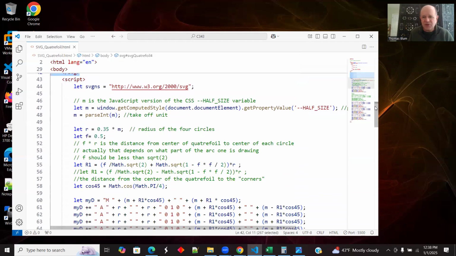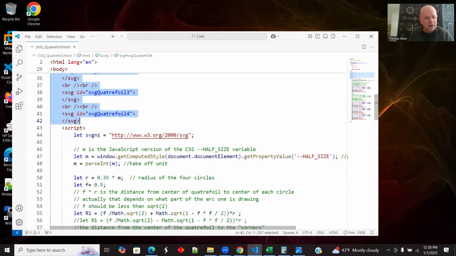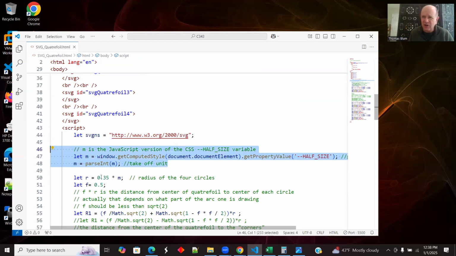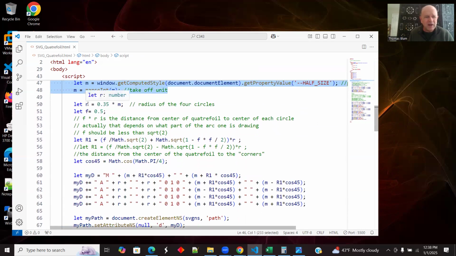So now I'm starting my script. We see that those are all empty SVGs, and they're going to be populated. The design is going to be populated by JavaScript. I'm expanding my namespace. I'm getting that style parameter down into JavaScript. And I'm defining the radius of my circles, which I want as some fraction of m. So m is sort of half the width or half the height, and some fraction of that is the radius of my circle.